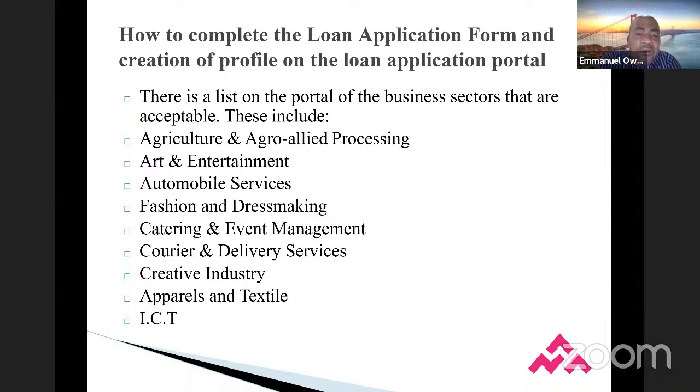We have agriculture and agro-allied processing. Agro-allied processing could be like you are turning raw materials of any particular agricultural type to a finished agricultural product. For instance, you are into garri processing, which means from cassava to garri processing. That means that is agro-allied processing.